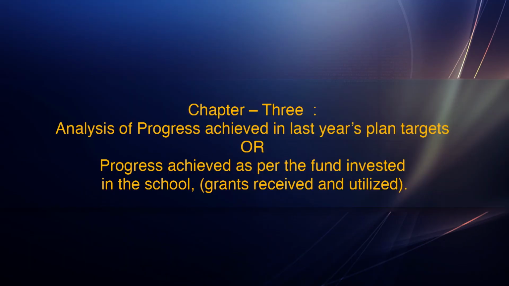Chapter 3, analysis of progress achieved in last year's plan targets or progress achieved as per the fund invested in the school, that is the grants received and utilized. This chapter also includes the list of activities conducted last year and the activity wise expenditure incurred in conducting activities. List of assets created also needs to be included here.